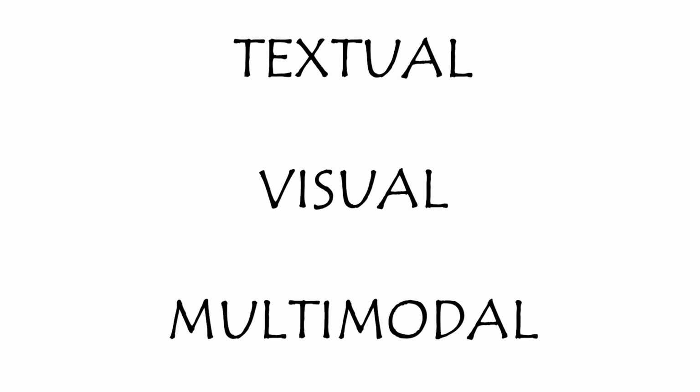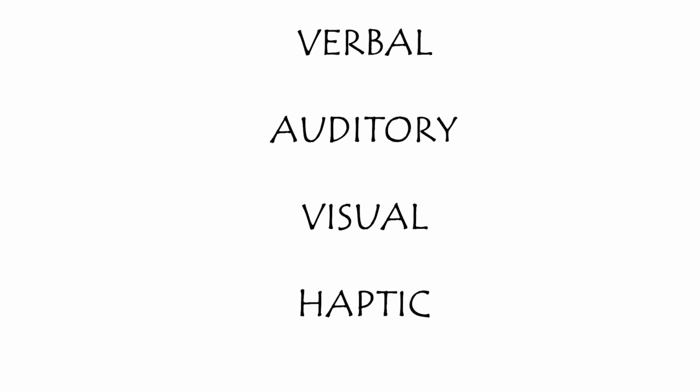So the three types of rhetorical analyses that you can do are either a textual analysis, a visual analysis, or a multimodal analysis. The difference between those three is that they use a different number of modalities. And a modality is really just a way of communicating a message or a way that a message is received. So those four modalities are verbal, auditory, visual, and haptic.